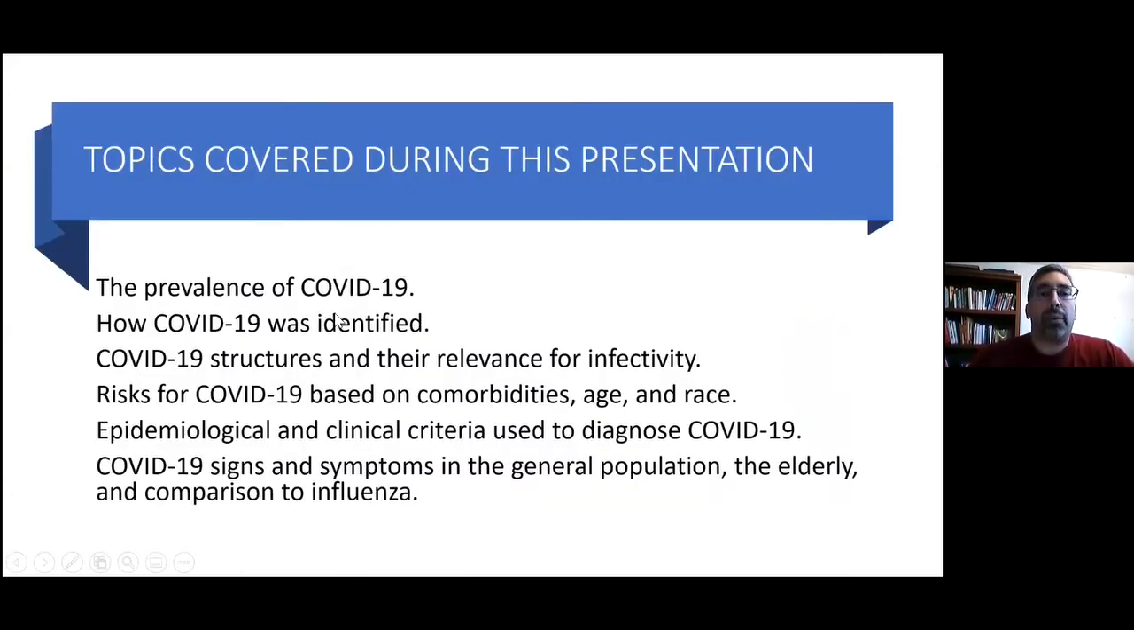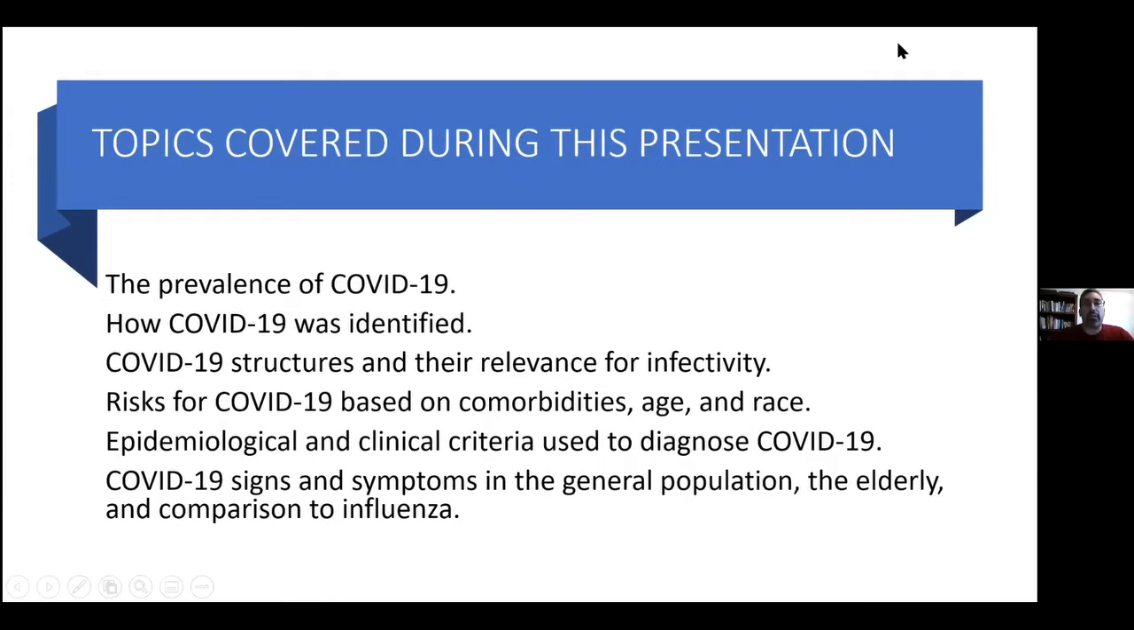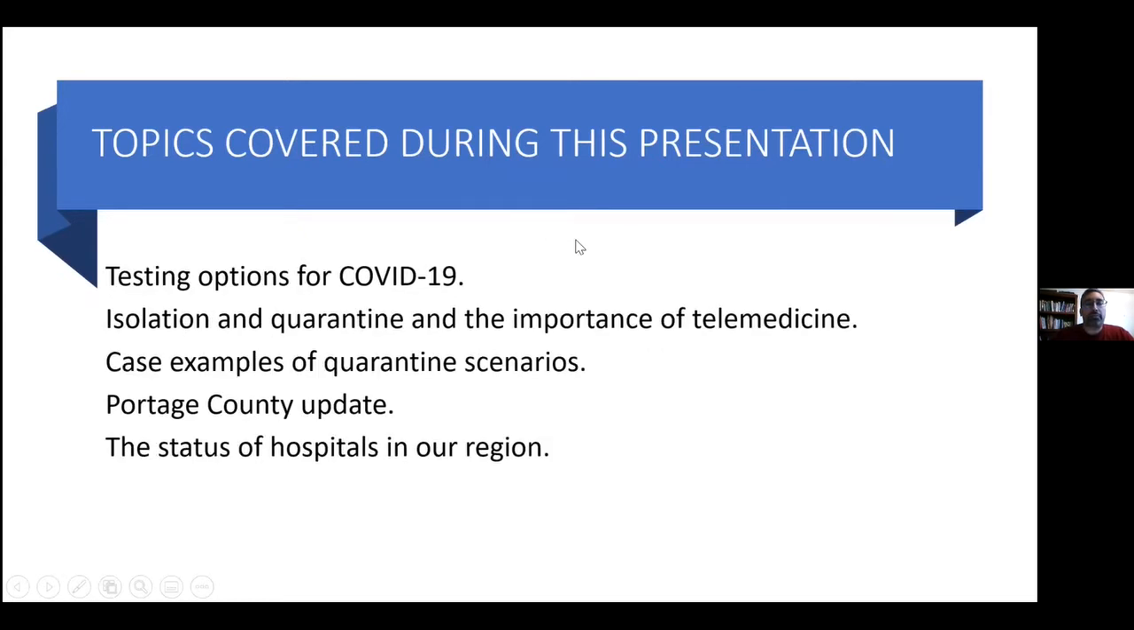So these are the topics that we're going to cover during this presentation and also on the following slides. As you can see here, we're going to talk about the prevalence of COVID-19, how COVID-19 was identified, COVID-19 structures and their relevance for infectivity, risk for COVID-19 based on comorbidities, age, and race, epidemiological and clinical criteria used to diagnose COVID-19, COVID-19 signs and symptoms in the general population, and the elderly in comparison to influenza.